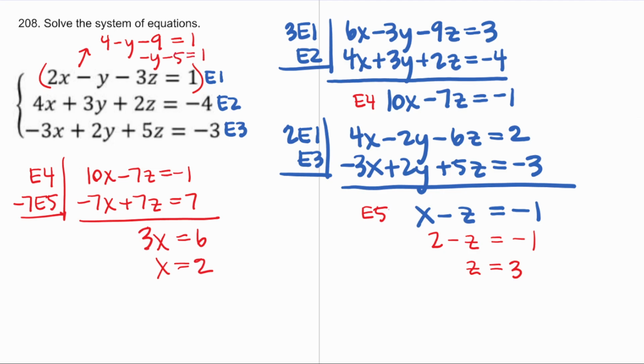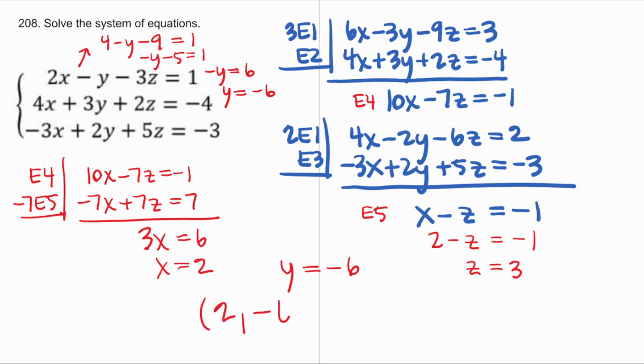I'm kind of running out of room here, but if you can see it from here, then good for you. If you can't, then just add 5 to both sides and get negative y equals positive 6, and y is negative 6. So if I've got x equals 2, y equals negative 6, z equals 3, then my solution is 2, negative 6, 3. And there we solved a 3 by 3 system. We did.